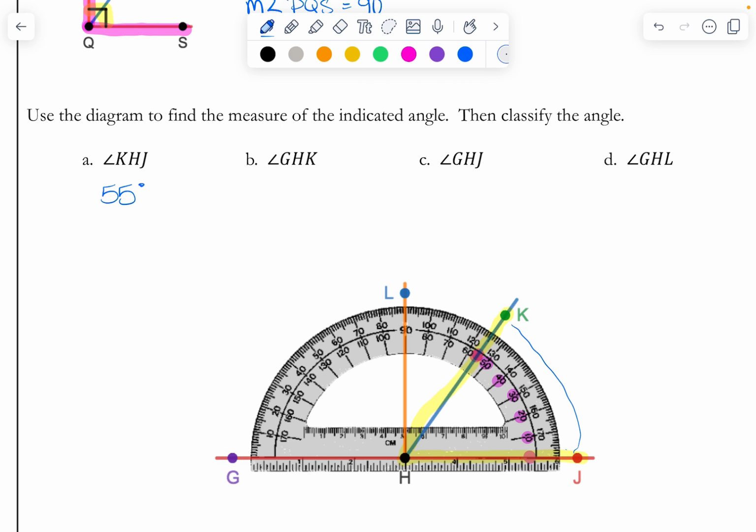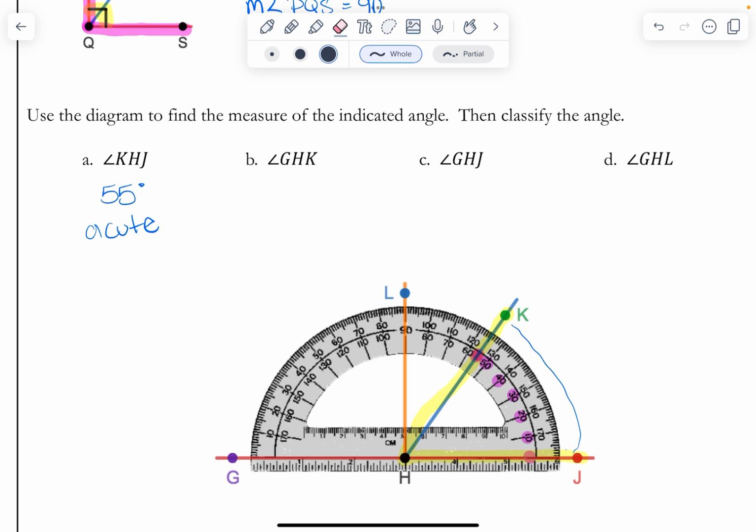So we've indicated the measure of the angle. Now we need to classify the angle. If KHJ is 55 degrees, it is going to be an acute angle because it is between 0 and 90 degrees.